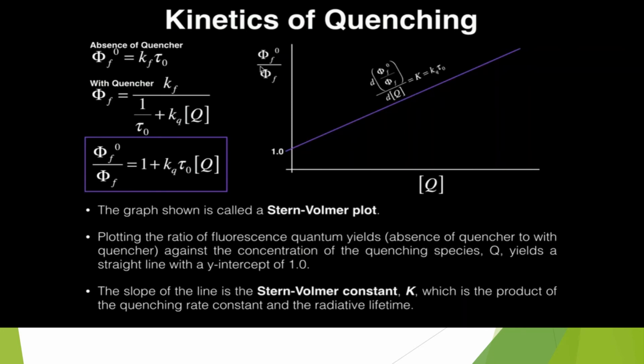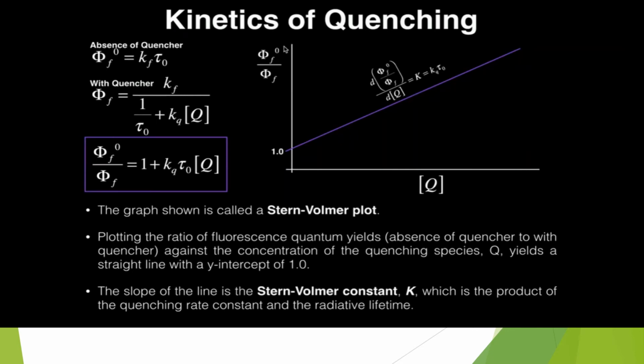Now the bottom, the denominator, is the fluorescence quantum yield with the quencher. Its expression is a little bit more complicated. It's equal to the rate constant of fluorescence divided by, first of all, this term, 1 over the radiative lifetime of the species, plus the rate constant for the quenching times the concentration of the quencher. And notice there is a difference between the case of F and the case of Q.